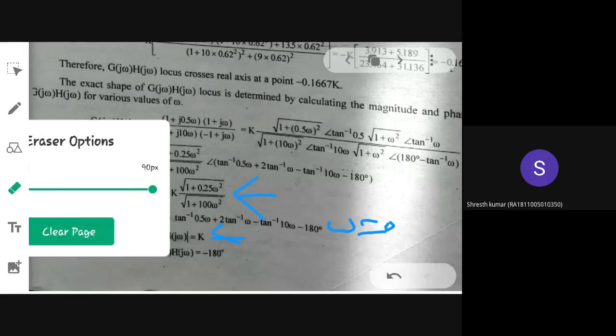Similarly, you need to substitute omega is equal to infinity in the same equations, and you need to know where the plot is going to end and what its corresponding magnitude is. So when omega is equal to 0, the magnitude is k and the angle is minus 180. They got this value just by substituting omega as 0 in the magnitude and phase angle expressions, that's all. Now let us see what happens if you substitute omega is equal to infinity.